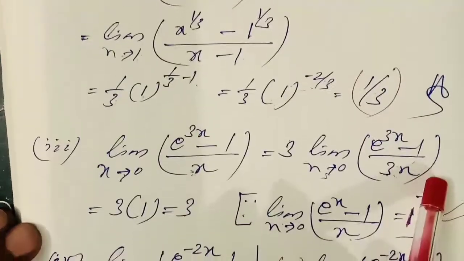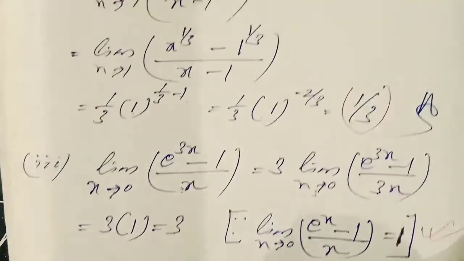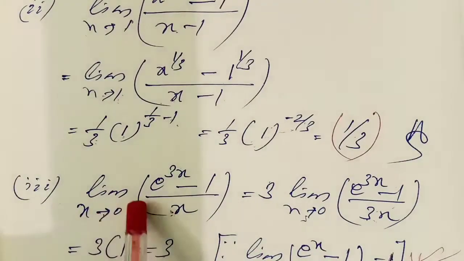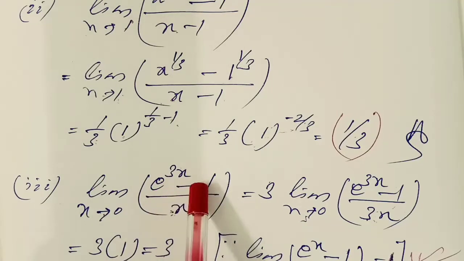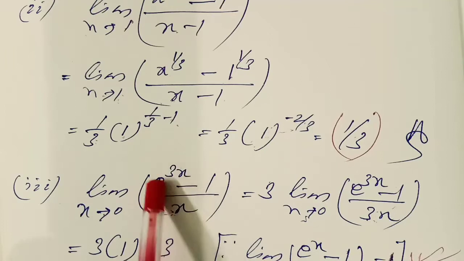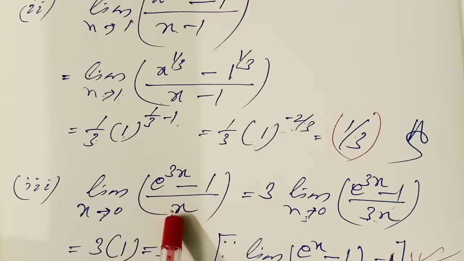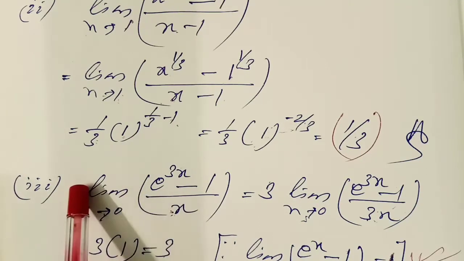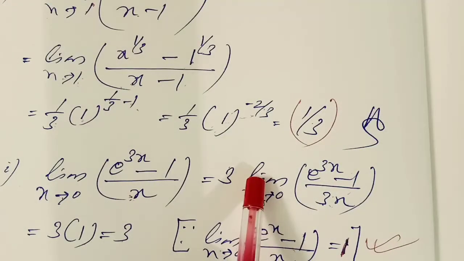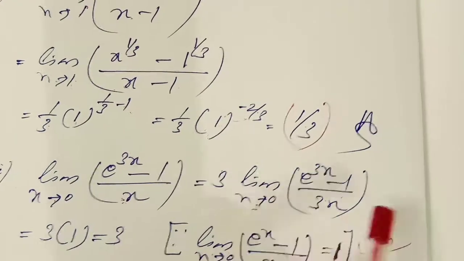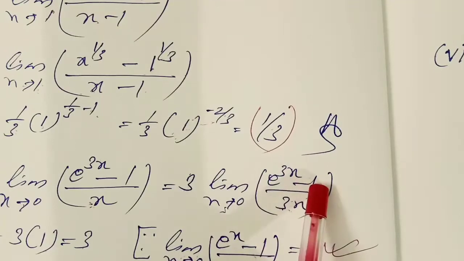Number 3. See question number 3. Limit x tends to 0 of (e to the power 3x minus 1) by x. See here, given e power 3x, I have to write 3x here. But here 3x is not present. I have to multiply by 3 to adjust. Just see what I have written here: 3 whole into limit x tends to 0 of (e to the power 3x minus 1) by 3x.